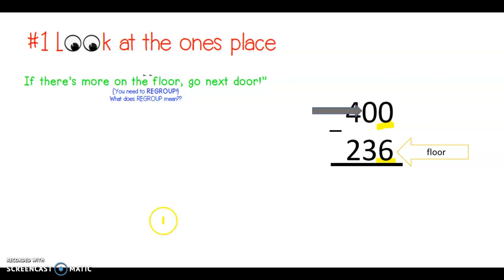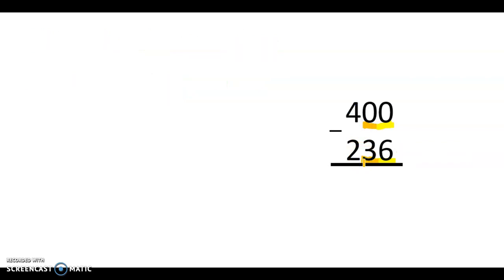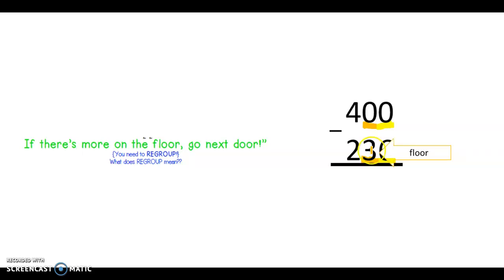And wait a minute. Do you see what I see? If I look again, hold on, there's a 0 and a 3 on the floor. I have to look again. If there's more on the floor, I have to go next door again, because look, 3 is more than 0. Well, I can't borrow from 0. That means I've got to go to my other neighbor.